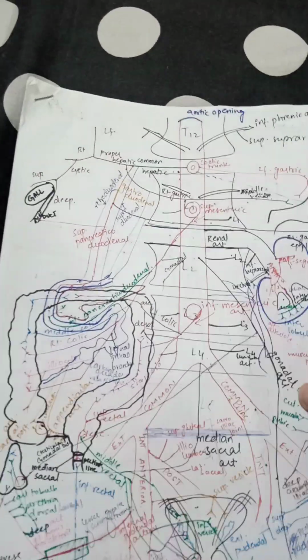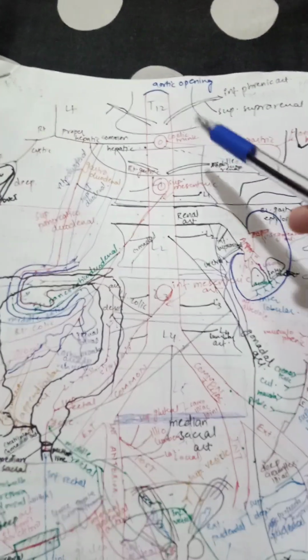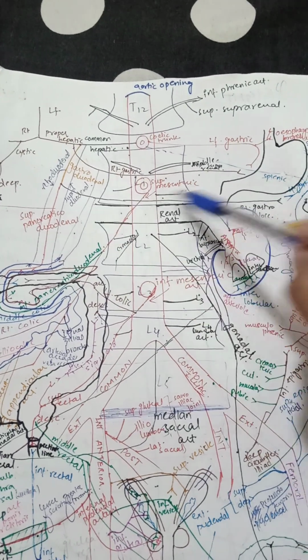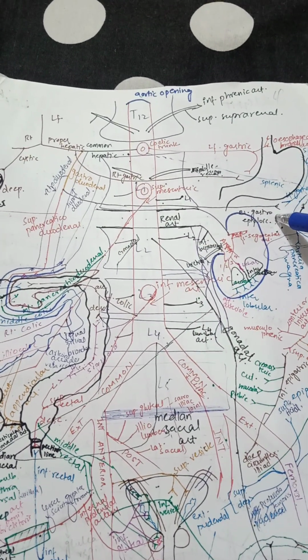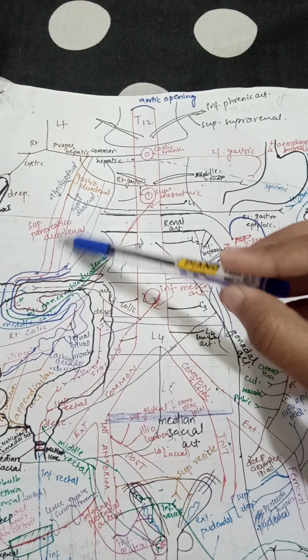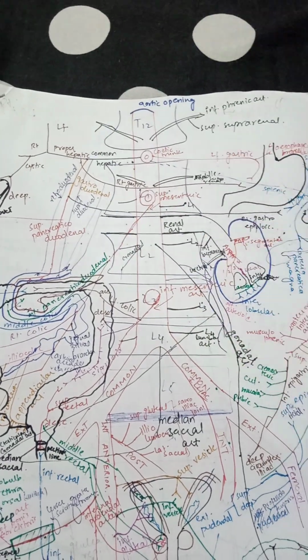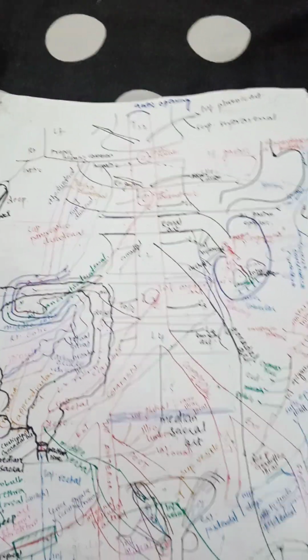Then we can see that the gastroduodenal artery, after giving branch to right gastric, also divides into two branches. This is the right gastroepiploic and the superior pancreaticoduodenal artery.